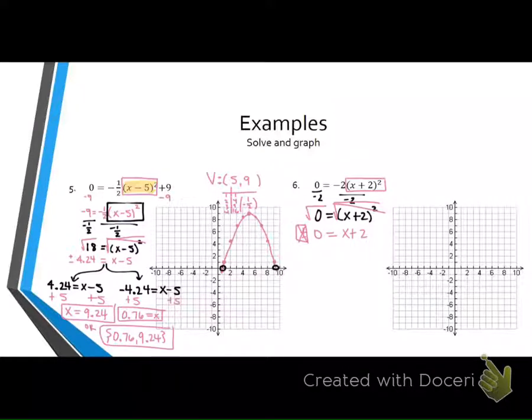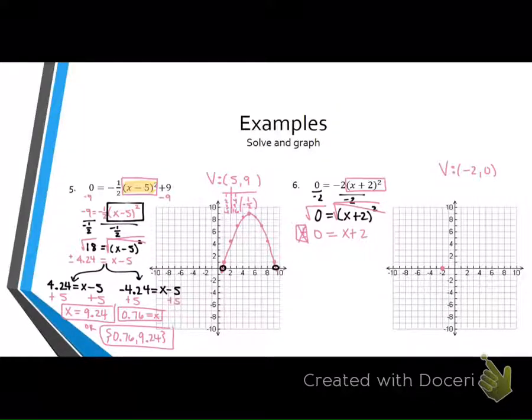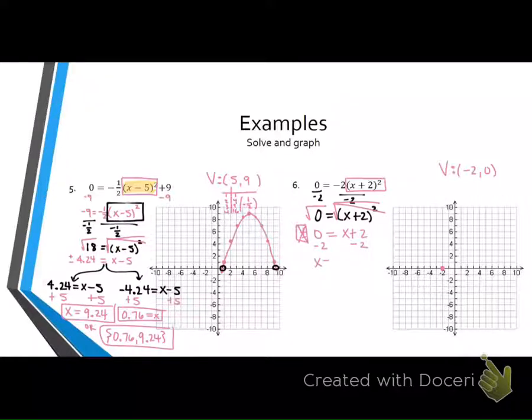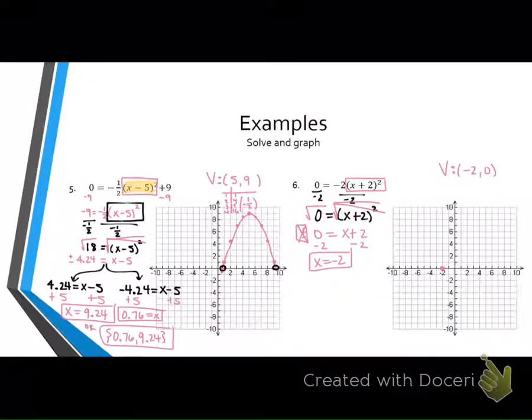Where's our vertex at? Look at that. What is our vertex here? Opposite and then the same. So negative 2, 0. Because remember, it's x minus h squared, so you have to do the opposite sign. Our vertex is at negative 2, which is on the x-axis, which means we're only going to have one answer. That makes sense. And our answer, after we solve, is that x equals negative 2, which is where we plotted it.